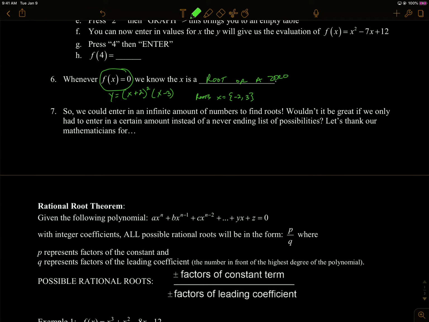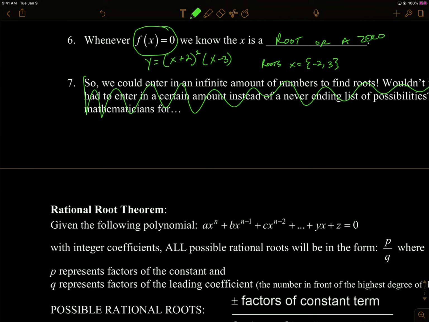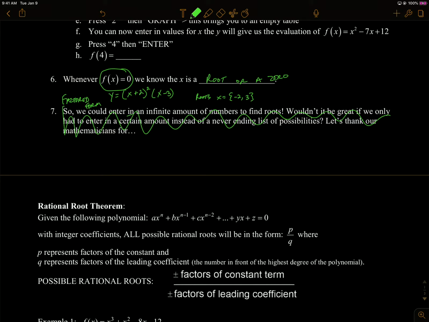What I want to tell you now is that finding roots is easy in factored form, right? That's what we've been working on. But what if it's not in factored form? For instance, what if it were f of x equals x squared minus 7x plus 12? How do you find the roots in this case?